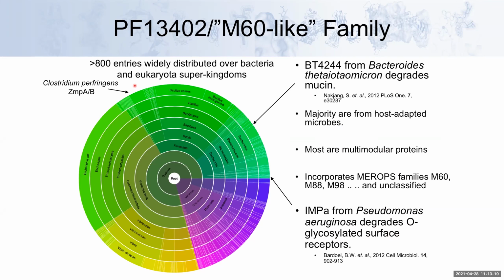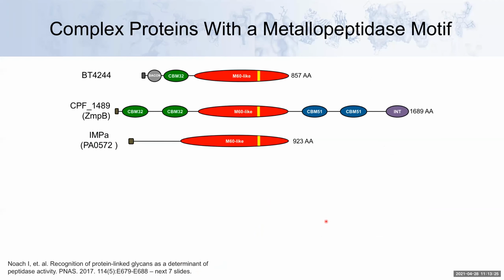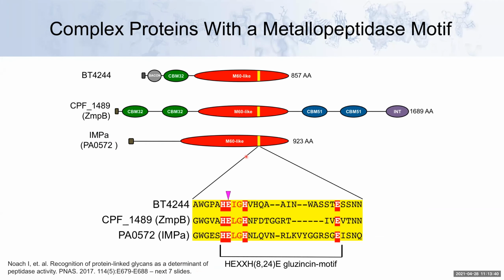So we've been working on this, and we decided as a set of models that we would expand to BT4244 and ImpA to get a better grasp on how these things, which appear to have glycoprotease activity, actually work on their substrates. These are schematics of the three proteins, and what you'll see is that they're all quite large. The top two, BT4244 and ZmpB, are multimodular. ImpA has no definable modules, but what they all share is this M60-like domain with the gluzincin motif. And in here is the catalytic glutamic acid.